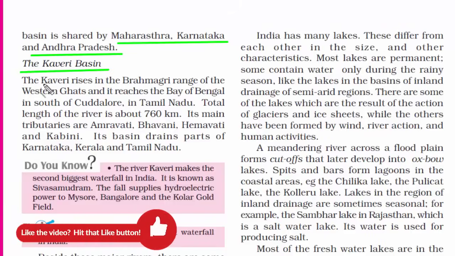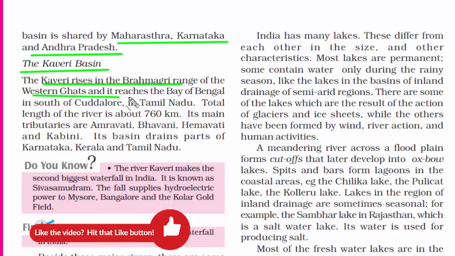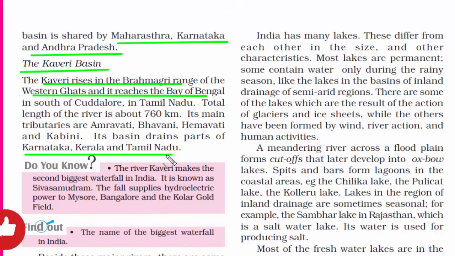The Kaveri starts in the Brahmagiri range of Western Ghats, which is in Karnataka, and after that it moves to Kerala and then goes to Tamil Nadu and then finally drains into Bay of Bengal. And some of the tributaries of this river are Amravati, Bhavani, Hemavati and Kabini. So with this we have covered all the rivers of Himalaya and Peninsula region.